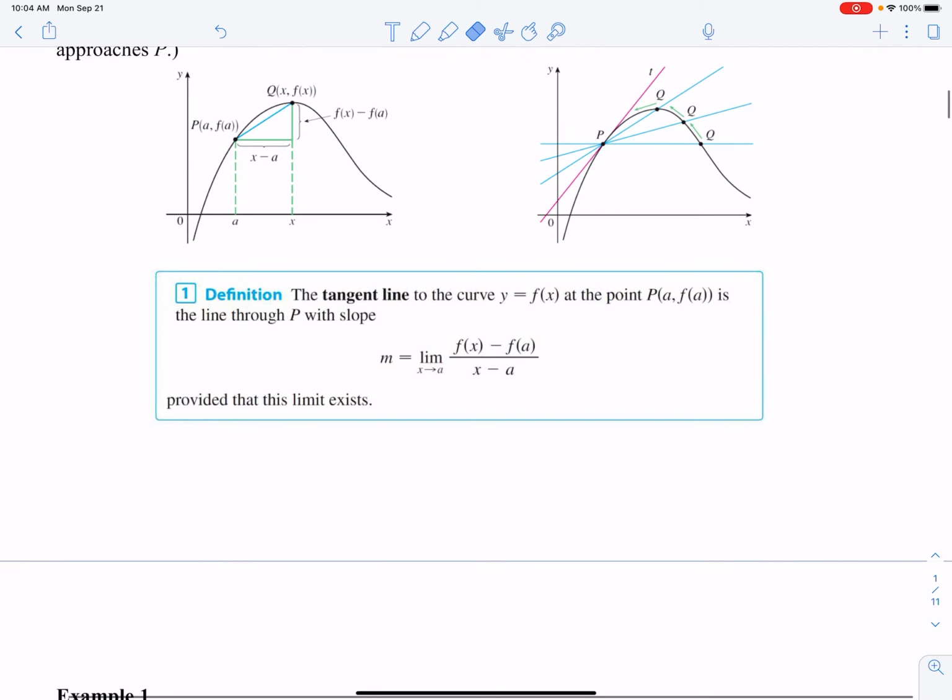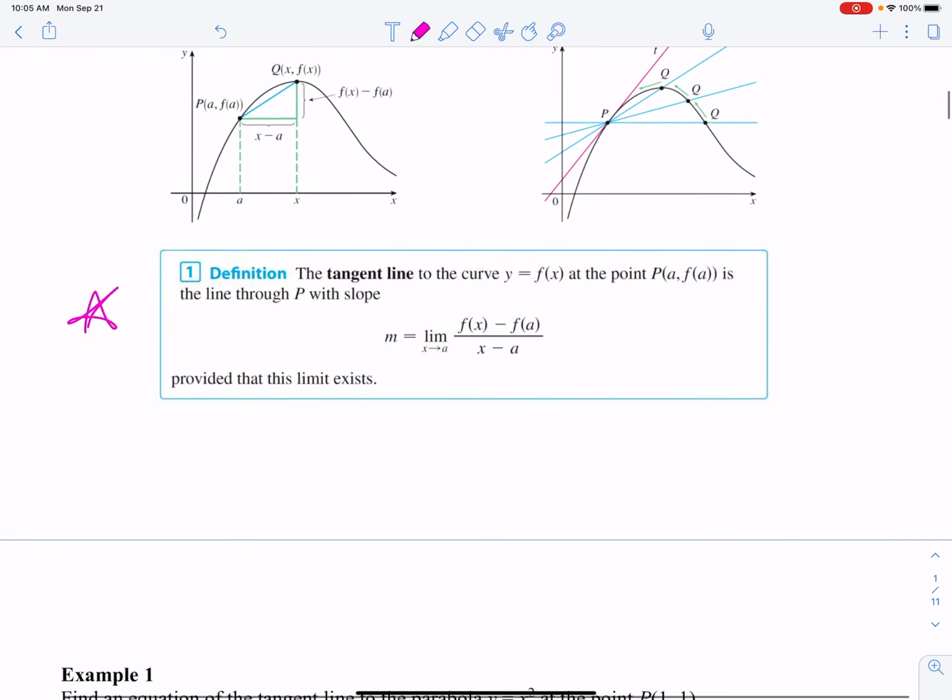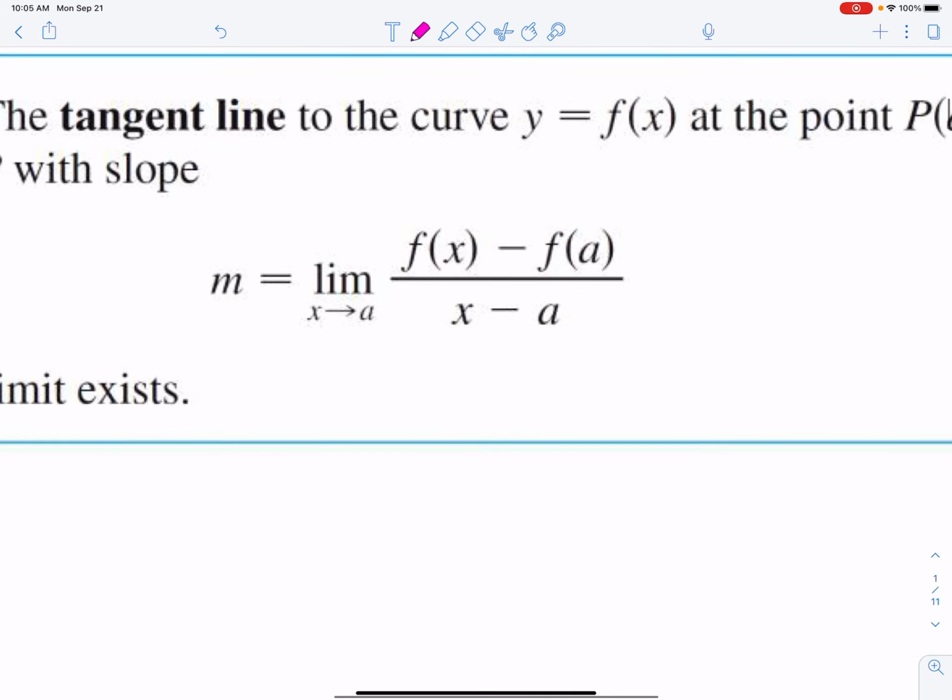All right, this is another big, important one. The tangent line to the curve y equals f of x at the point P, a, f of a, is the line through P with the slope equal to this. So this is what we're going to do: take the limit as x approaches a of this function here.